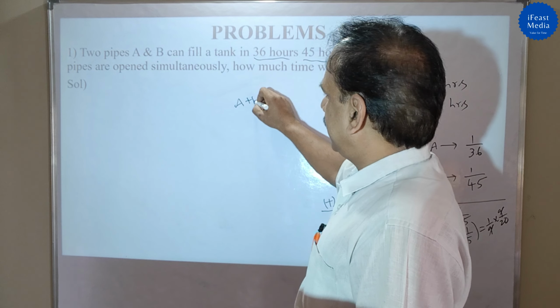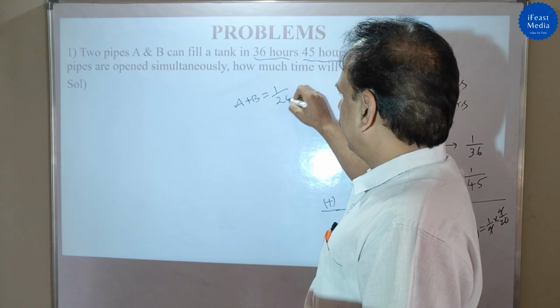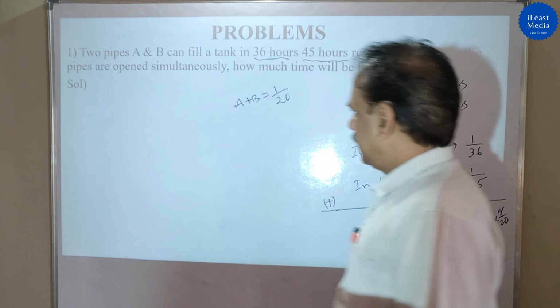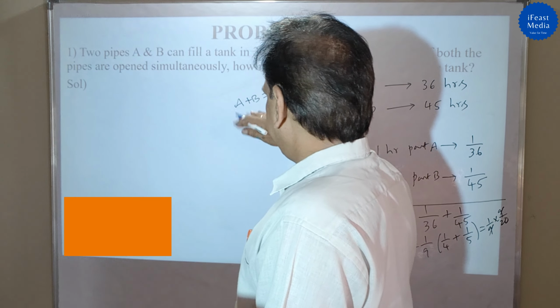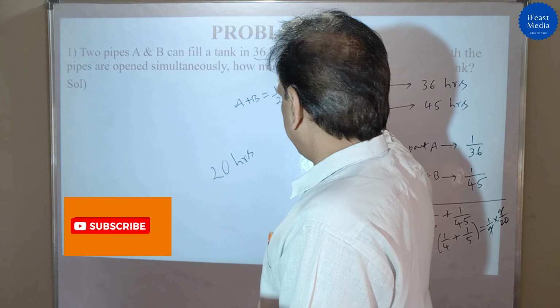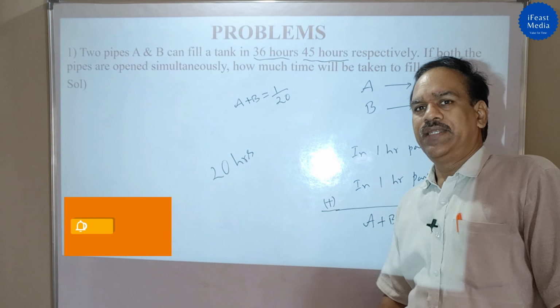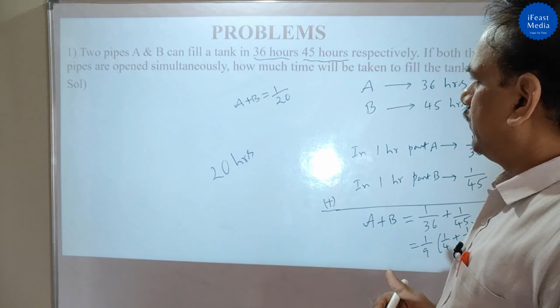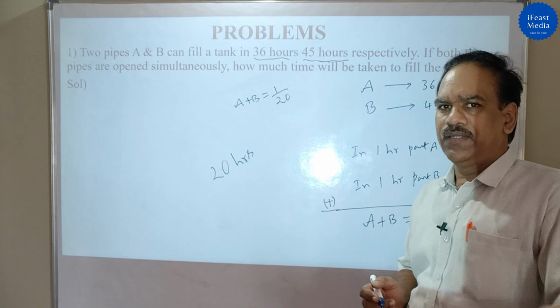So A plus B together can fill 1/20 part of the tank in 1 hour, right? Just like time and work, you take the reciprocal of this, it takes 20 hours. It takes 20 hours to fill the entire tank for both the taps A and B together.